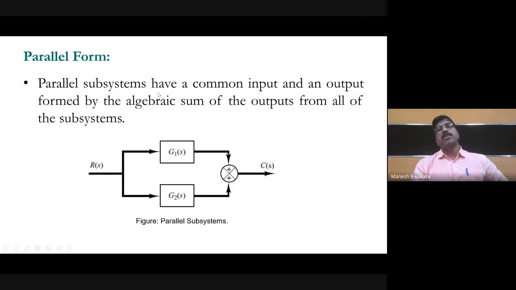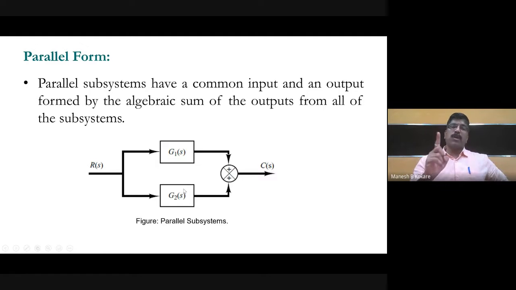So parallel subsystems have a common input. So this is the common input. You can say it is a parallel system if the input is common and the output is formed by algebraic summation. So here the output is formed by algebraic summation and the input is common, then that system is considered as a parallel system, right? And the signal direction is also the same. So this is from left to right, this is also from left to right, and so on. Okay, so these two blocks are connected in parallel.